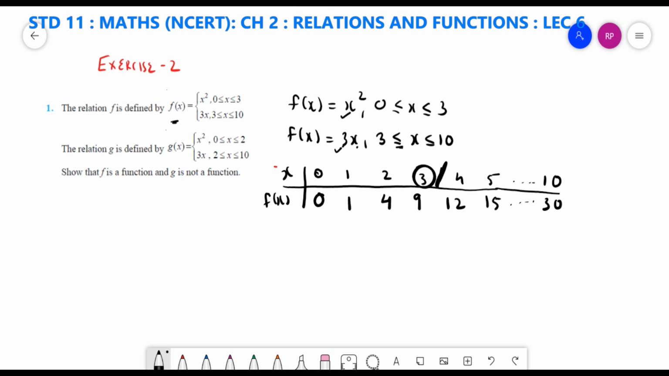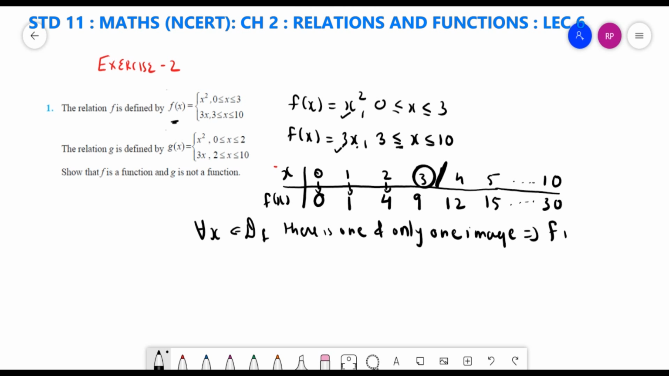Now see, for every element there is only a single image. You can also take 1.5, then here it will be the square of 1.5, its value will be between 2 and 3. So for every value of x there is one and only one image. For every value of x belonging to the domain of the function there is one and only one image. So that implies f is a function.